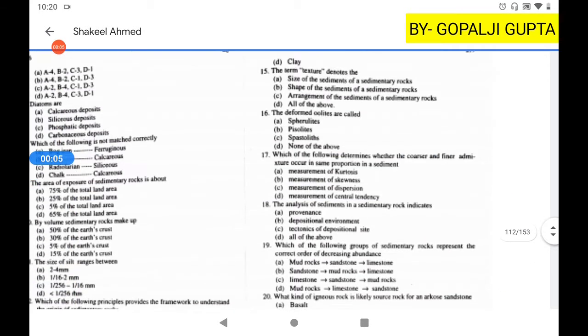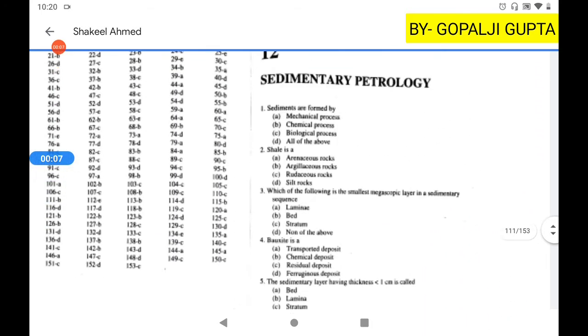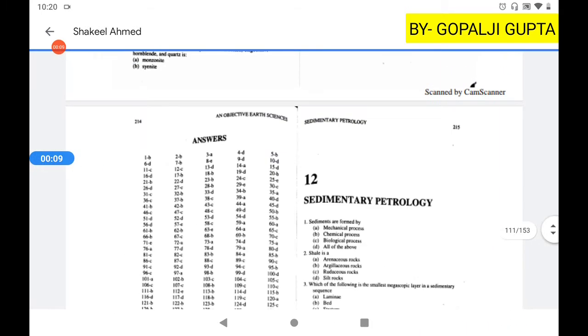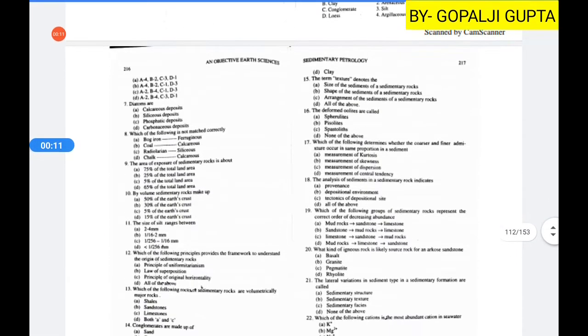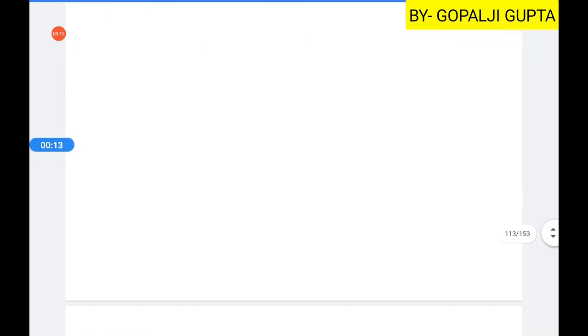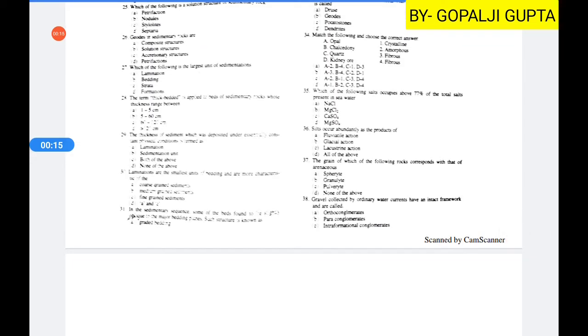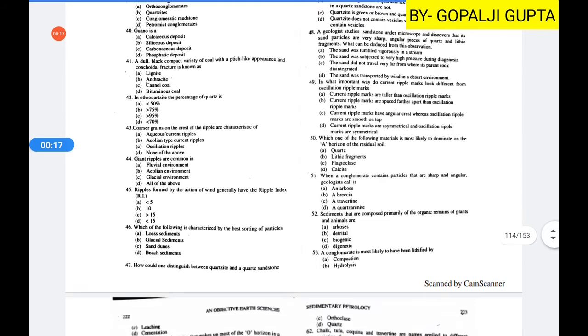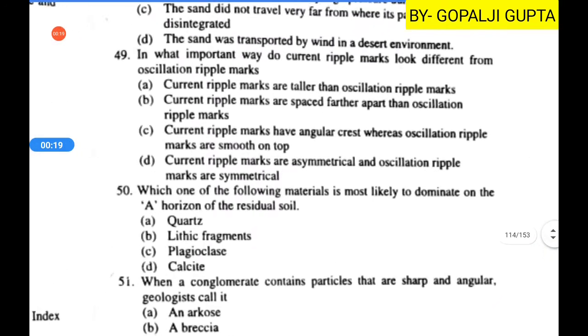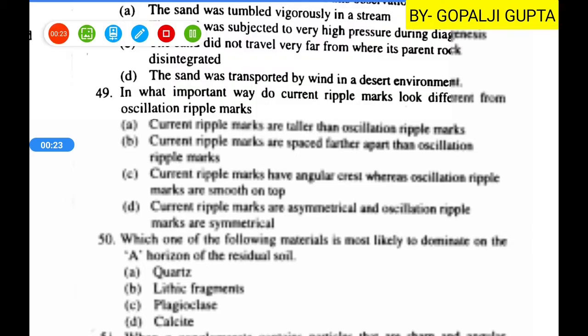We are here dealing with the sedimentary petrology MCQs from the book by Shakil Ahmed. Till now, in the previous two videos, we have discussed question number 48. Now we will see the next questions, such as question number 49. So here, what is it asking?